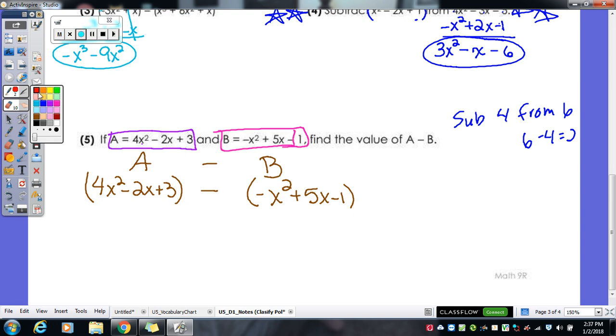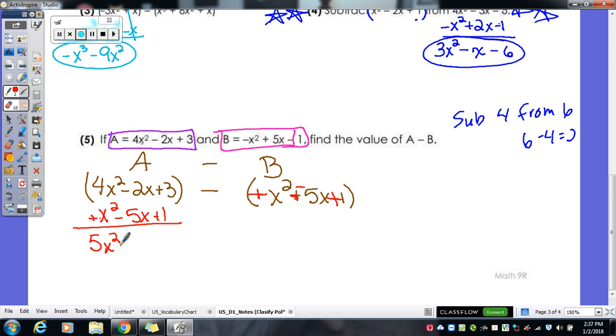So now we're going to follow the same subtraction rules. I'm going to change my signs, so that's positive, that's negative, that's positive. Then I'm going to line up my like terms. So 4x squared plus 1x squared, 5x squared. Negative 2x minus 5x, and then 3 plus 1, 4. And there we go.